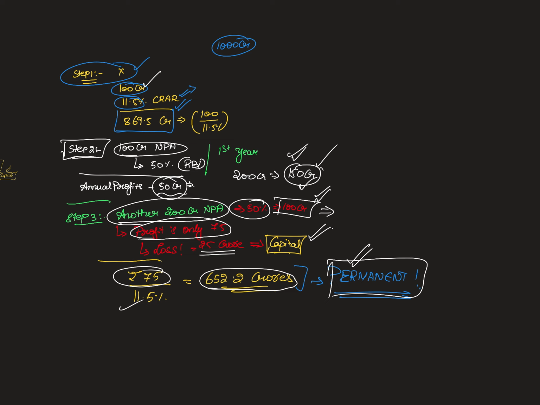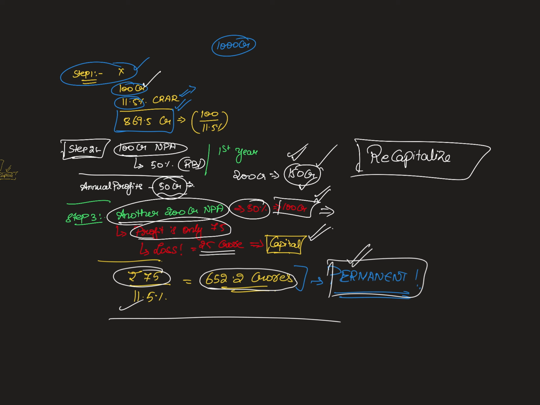So if NPAs continuously increase, banks are supposed to recapitalize their balance sheets. Otherwise, they will not be able to function strongly. That is the difference here. I hope you understood the difference between provisioning and capital requirement. Don't confuse, even though the end result or the end intent is to keep the banking system strong.